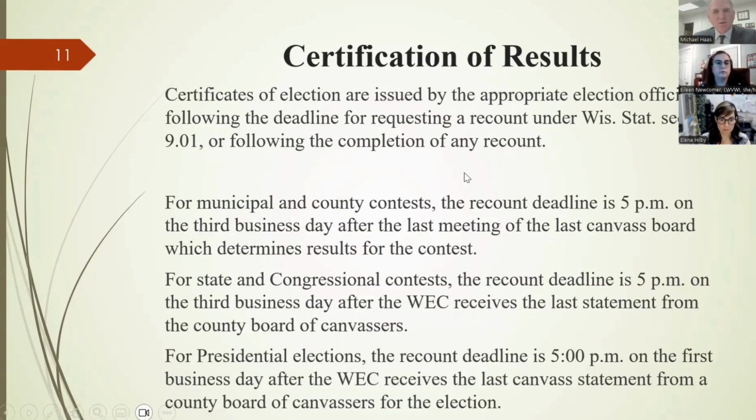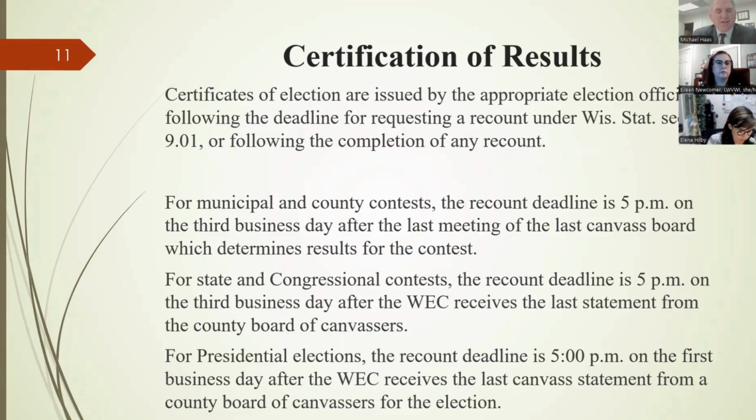So the canvass report is different than certification of results, which happens by the issuance of certificates of election to each winning candidate, which are issued by the appropriate election official. So the municipal clerk, school district clerk, county clerk, or WEC will issue certificates of election to each winning candidate.